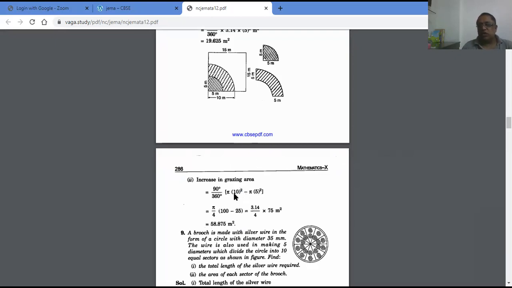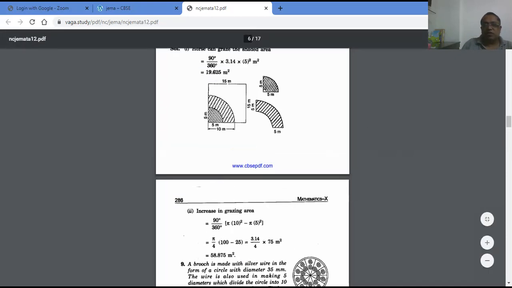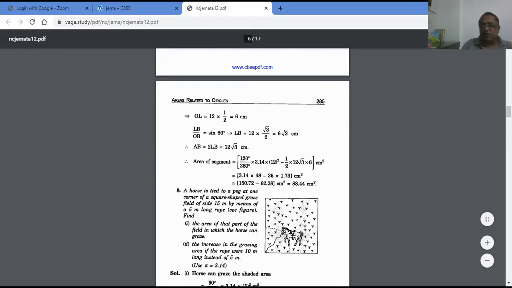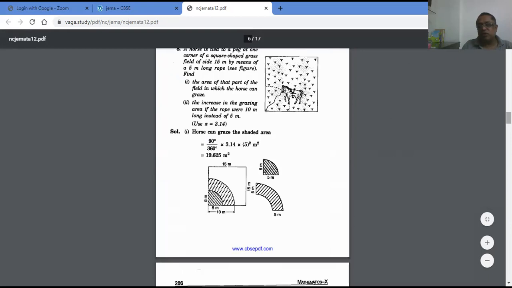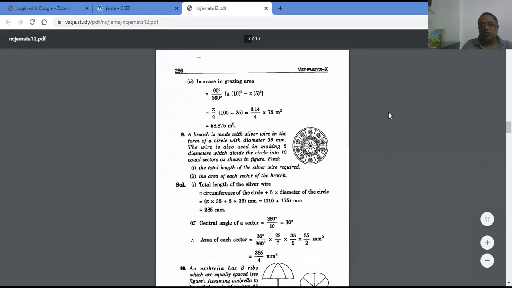So the formula will be pi r square theta by 360 minus pi small r square theta by 360. So pi theta by 360 is actually common because the theta is same, and what is happening is that there is a change in the radius. So 10 square minus 5 square, 100 minus 25, that's 75, sorry. So this will be 22 by 7 or 3.14 in this case upon 4 multiplied by 75. So when you calculate that, you get 58.875. So this will be the area.